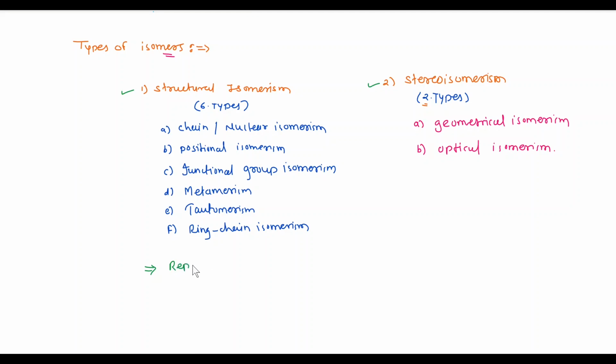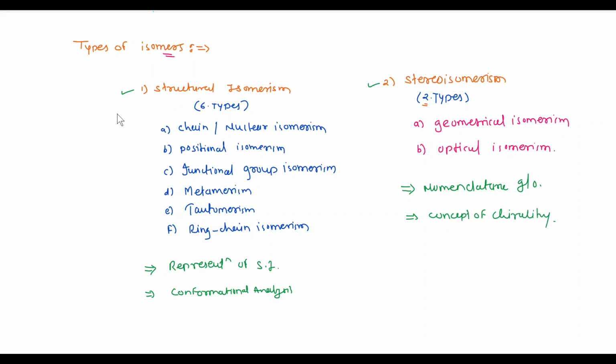Out of these 2 types, for structural isomerism, we have to study the representation of structural isomerism, and second, the conformational analysis. For stereoisomerism, we have to study the nomenclature for geometrical as well as optical isomerism and the concept of chirality. Let us start studying the isomerism one by one. The first one is structural isomerism. Let us see the first one, that is chain or nuclear isomerism.